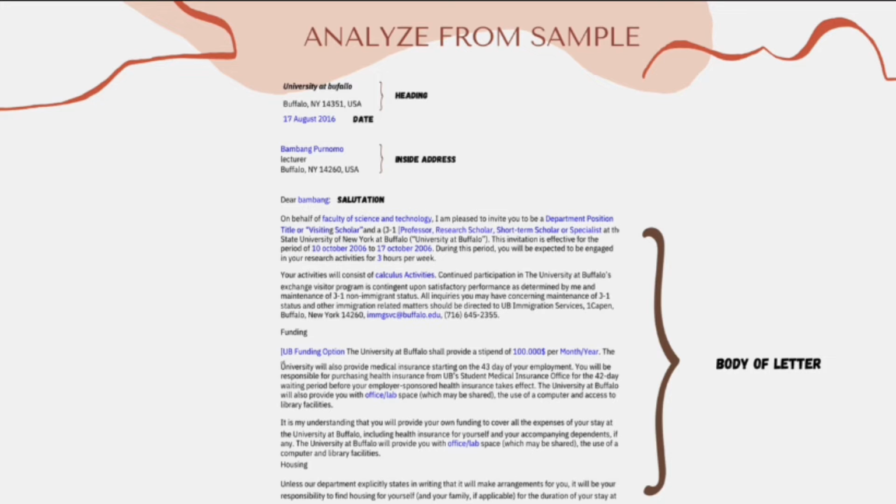The University at Buffalo will also provide you with office or lab space which may be shared, the use of a computer and access to library facilities. It is my understanding that you will provide your own funding to cover all the expenses of your stay at the University at Buffalo, including health insurance for yourself and your accompanying dependents, if any. Housing: unless our department explicitly states in writing that it will make arrangements for you, it will be your responsibility to find housing for yourself and your family, if applicable, for the duration of your stay.